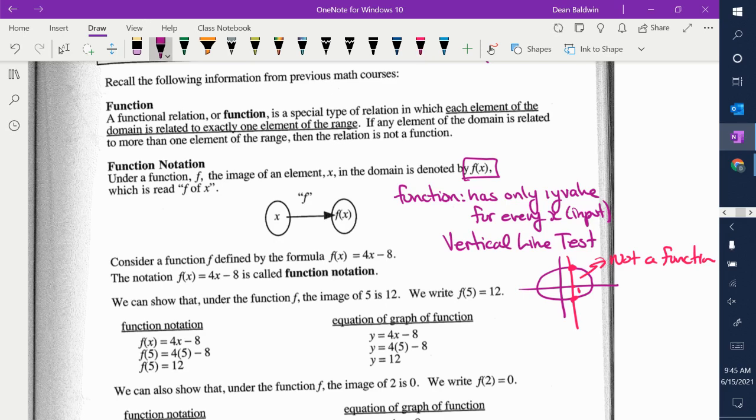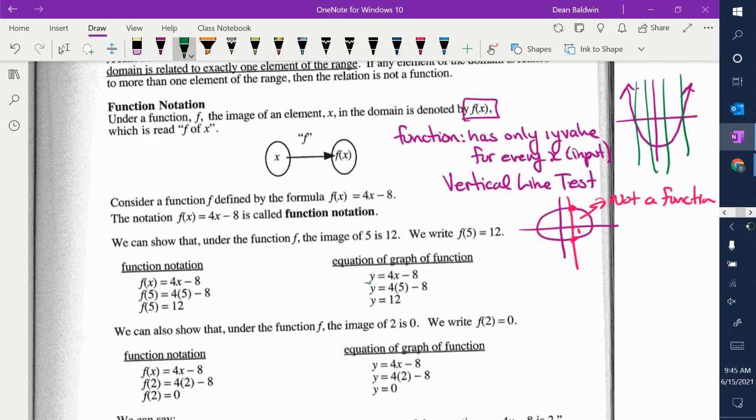Whereas if I do something like this, again, I'm not testing any of this, but I'll just do a parabola, because that's what we're going to do. If I try to draw a vertical line, I can only ever hit the graph at one point. When you put in an x value, you only get one y value out. That's the definition of a function. That's why, instead of writing y is equal to 4x minus 8, they'll write f of x is 4x minus 8, because it means it is a function. And for this level of math, it's the same as y.